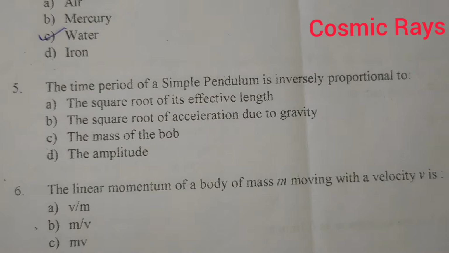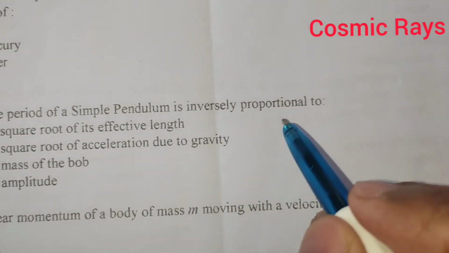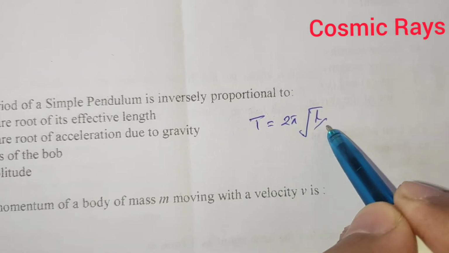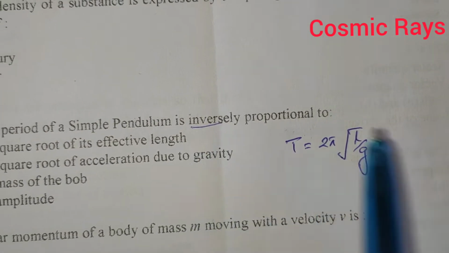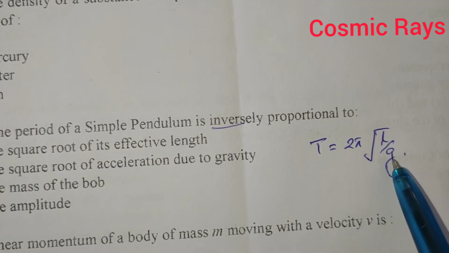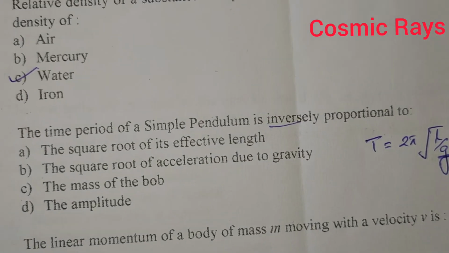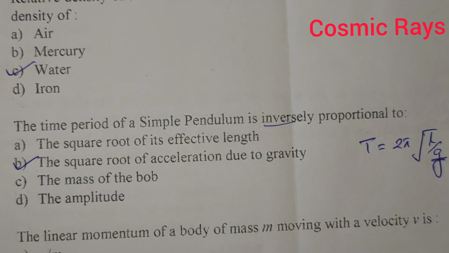And the next question says, the time period of a simple pendulum is inversely proportional to. We know the formula for time period: time period is equal to 2 pi root L upon g. So here they are talking about inversely proportional. From the formula we can see that it is inversely proportional to the square root of acceleration due to gravity, and that option is option B.